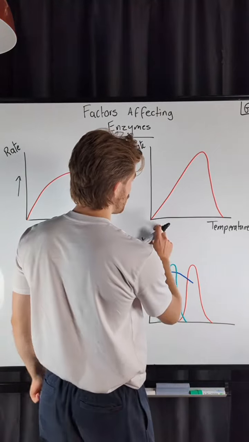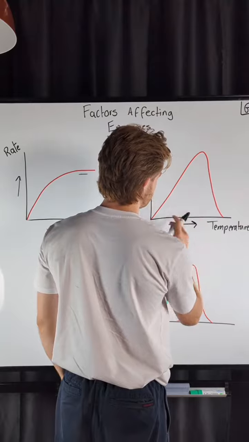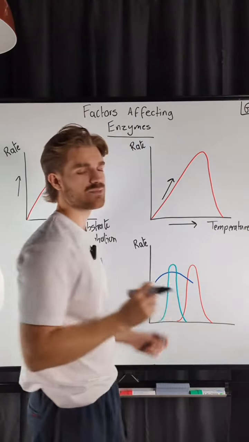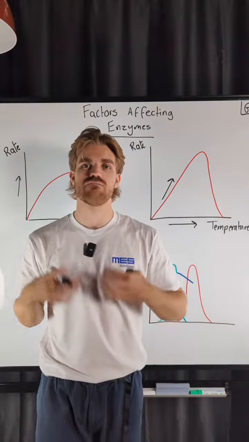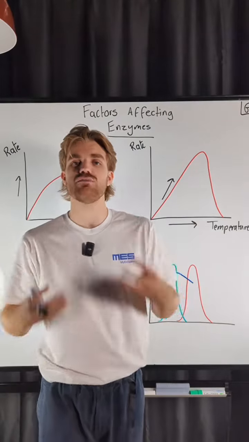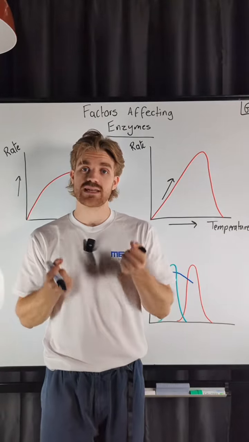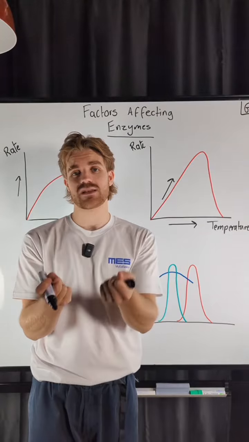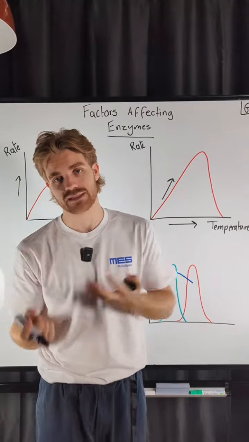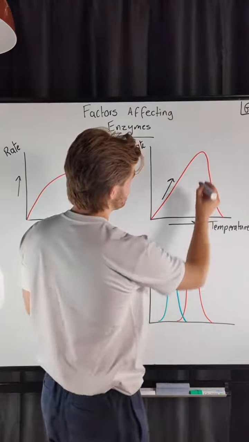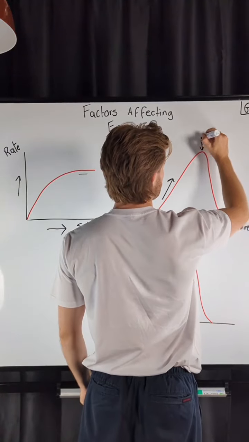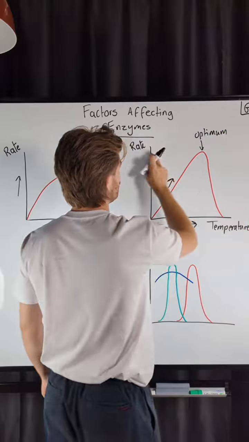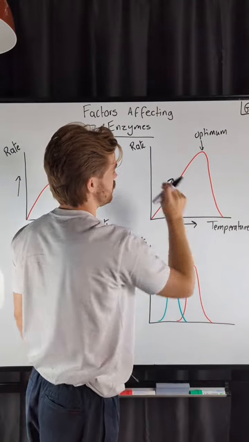Well, initially, we can see that as the temperature increases, there is an increase in the rate of reaction. And that is because the particles are going to have more kinetic energy. They're going to be moving faster, which means there's more chance of a collision happening between the substrate and the enzyme, and then the enzyme will break down that substrate. But we can see that at a certain point, we call the optimum, this is when the rate of reaction, or the rate of the enzyme, is at its maximum.